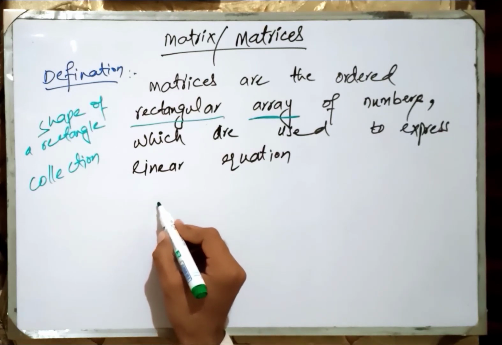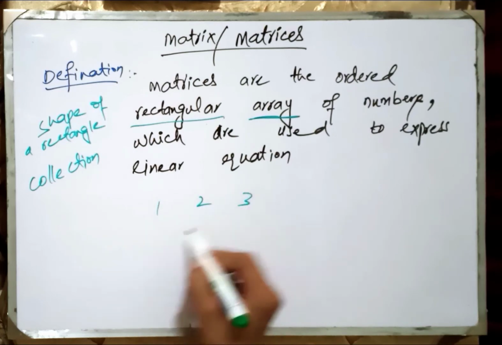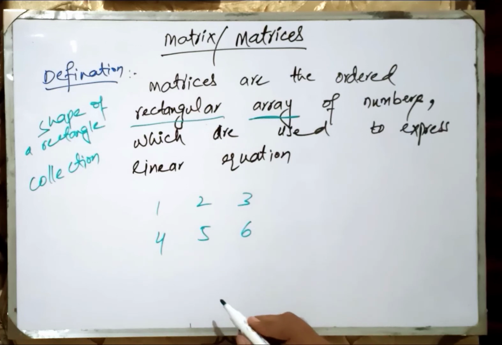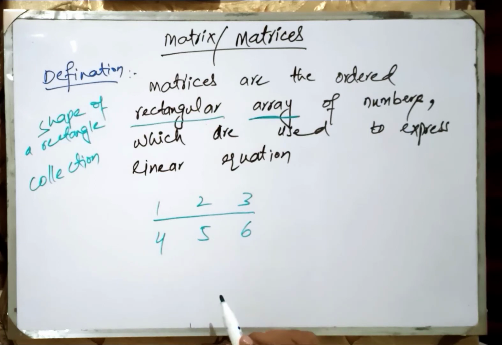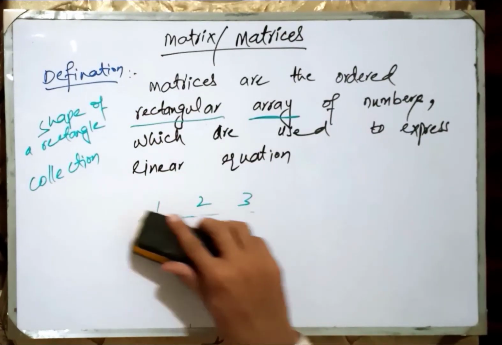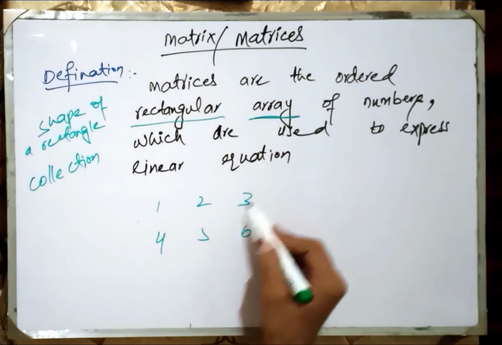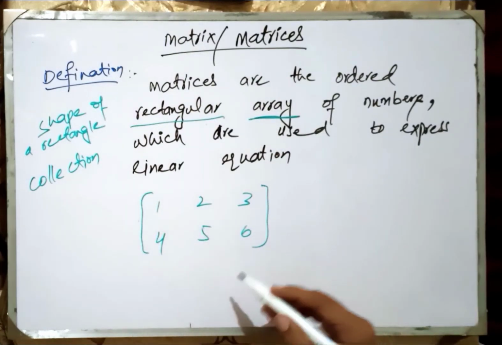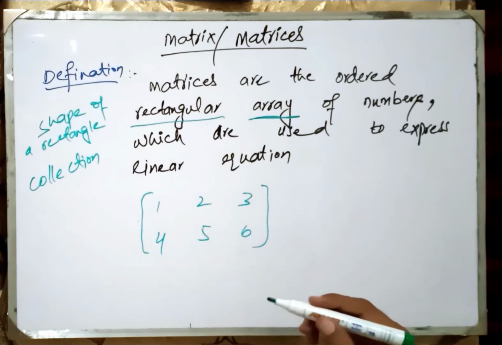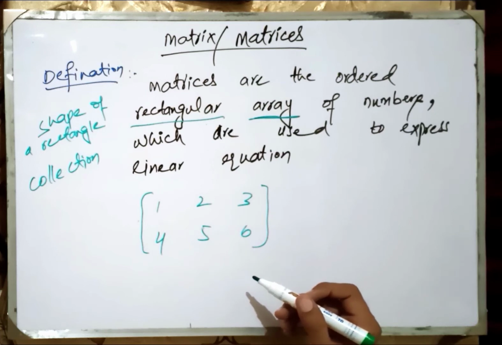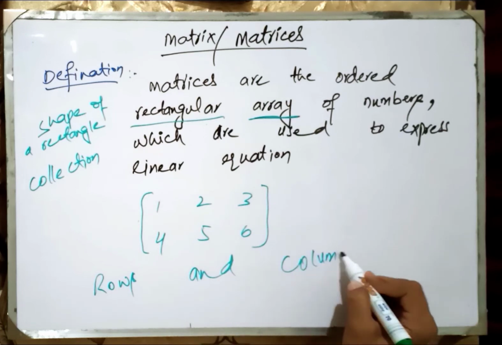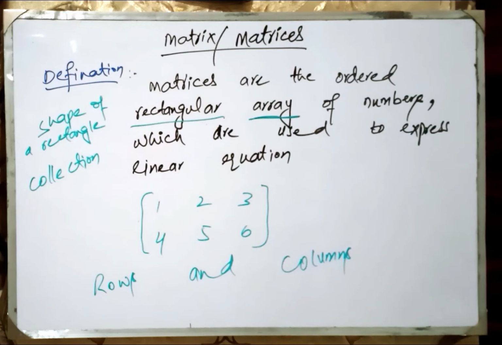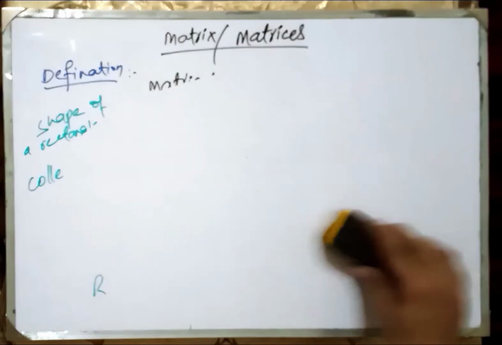Let's suppose real numbers 1, 2, 3, 4, 5, 6. This is an array of real numbers. If we enclose this by a bracket, then it becomes a matrix. In a matrix, there are two things. Number one, rows, and number two, columns of a matrix. Now we are going to discuss rows and columns.